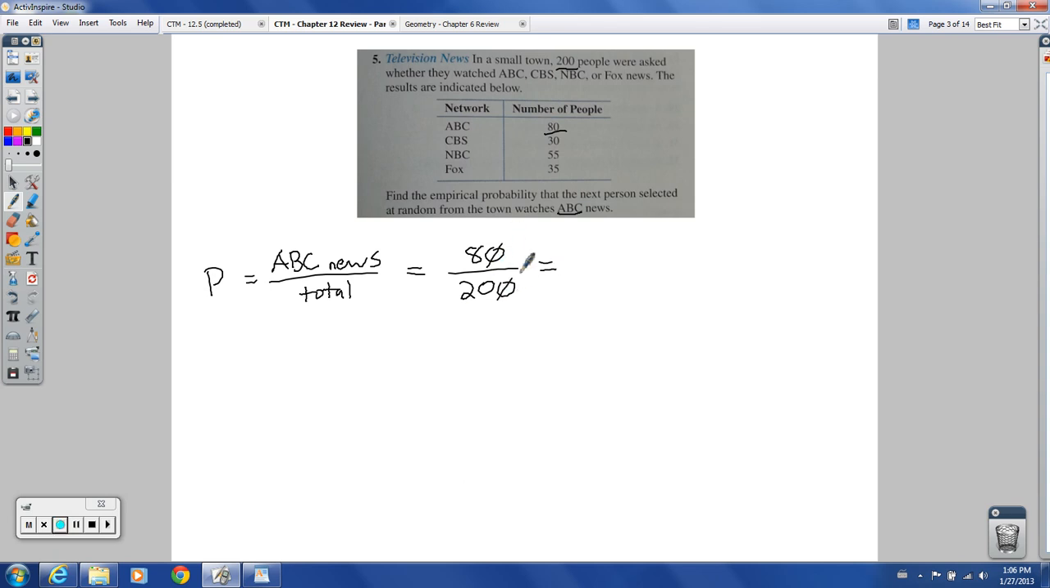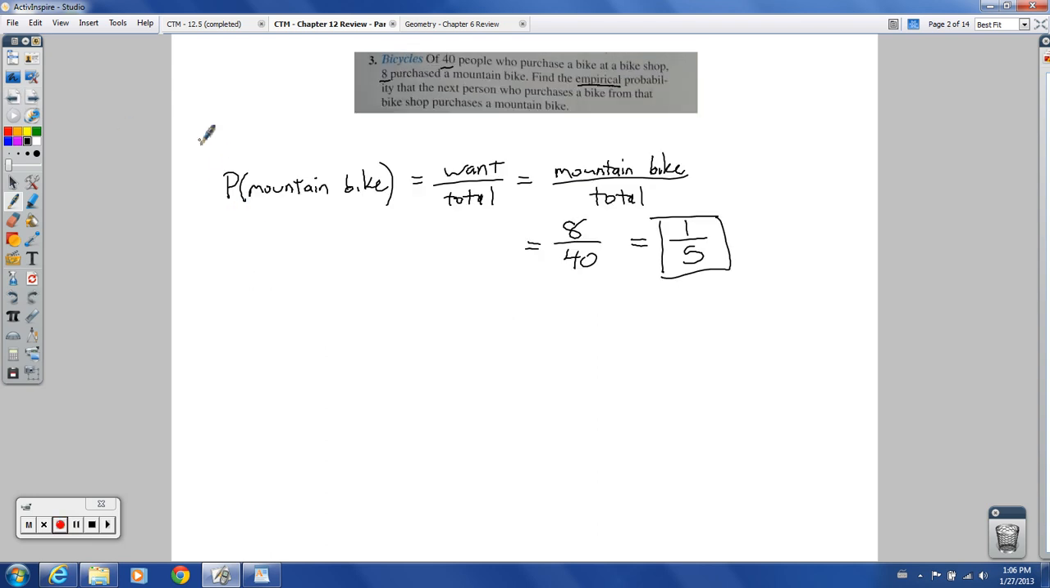You could cross off the single 0, so you'd have 8 over 20. That's like dividing both parts by 10. You could divide this by 4 and this by 4 as well, and you would get 2 out of 5. You could also say 40% or 0.4, but if they don't ask you what particular way they want it written in, fractions are always okay. Alright, so that's good to go for number 5. This is number 5. This one back here was number 3.